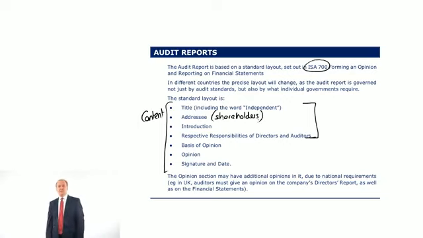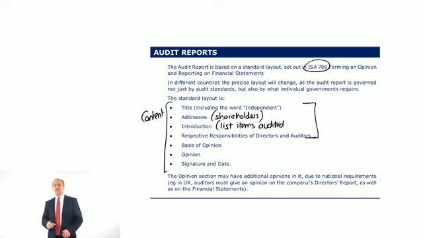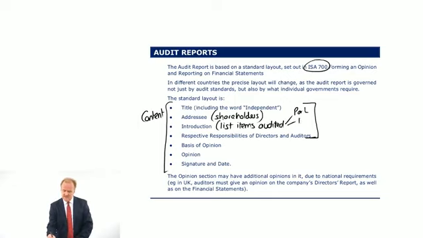And there'll be an introductory paragraph explaining what you have audited. So you know the financial statements of ABC Company for the year ending, whatever the year end is. And to make it clear what you've audited, you list the items. So we have audited the financial statements for the year ending blah, blah, blah, comprising the statement of profit or loss, the statement of financial position, if there is a statement of cash flows, that as well, and the notes to the accounts.